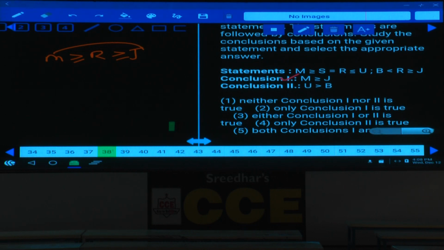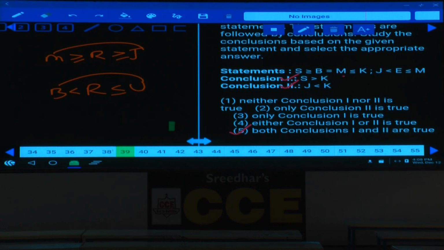Then coming to the next one, the relation between U and B. R is here, R lesser than or equals to U and B lesser than R. Now B lesser than R lesser than or equals to U. The relation between B and U, B lesser than U is true. That means U greater than B is also true. Hence both the conclusions follow, both 1 and 2, it is choice 5. 38 choice 5. Then question number 39.